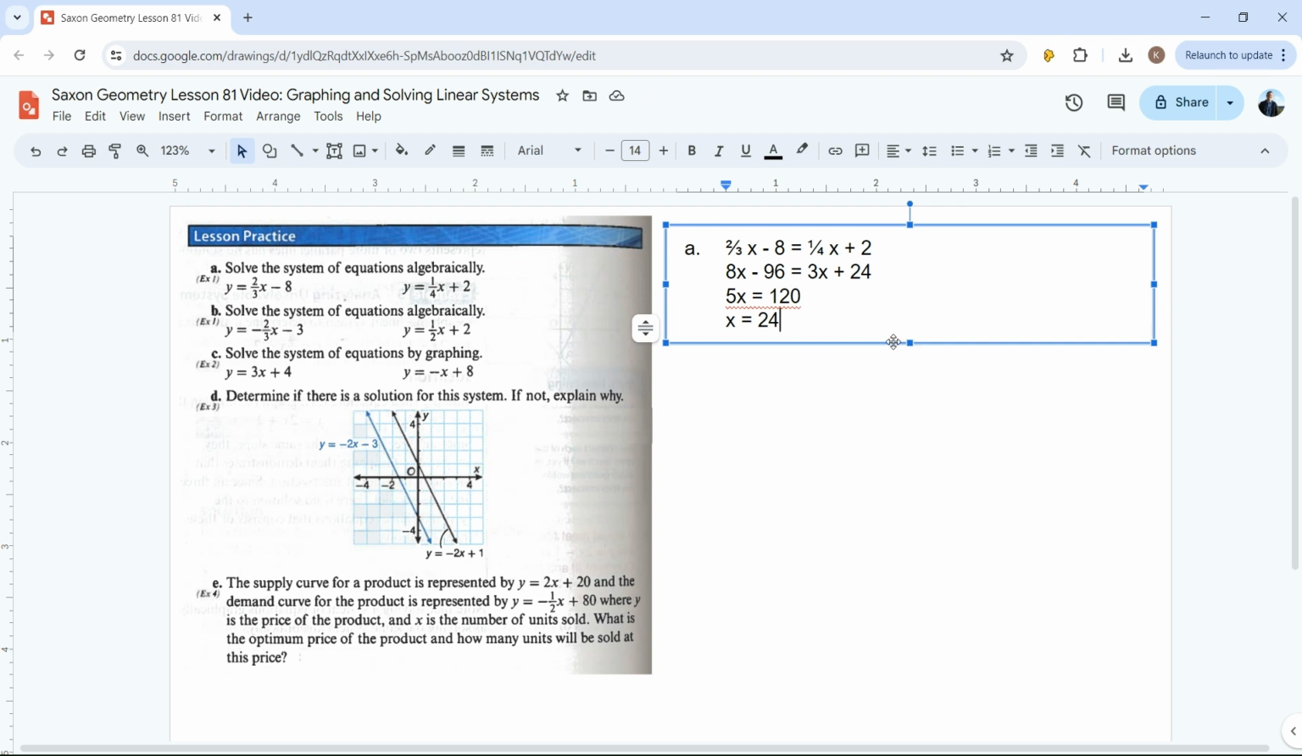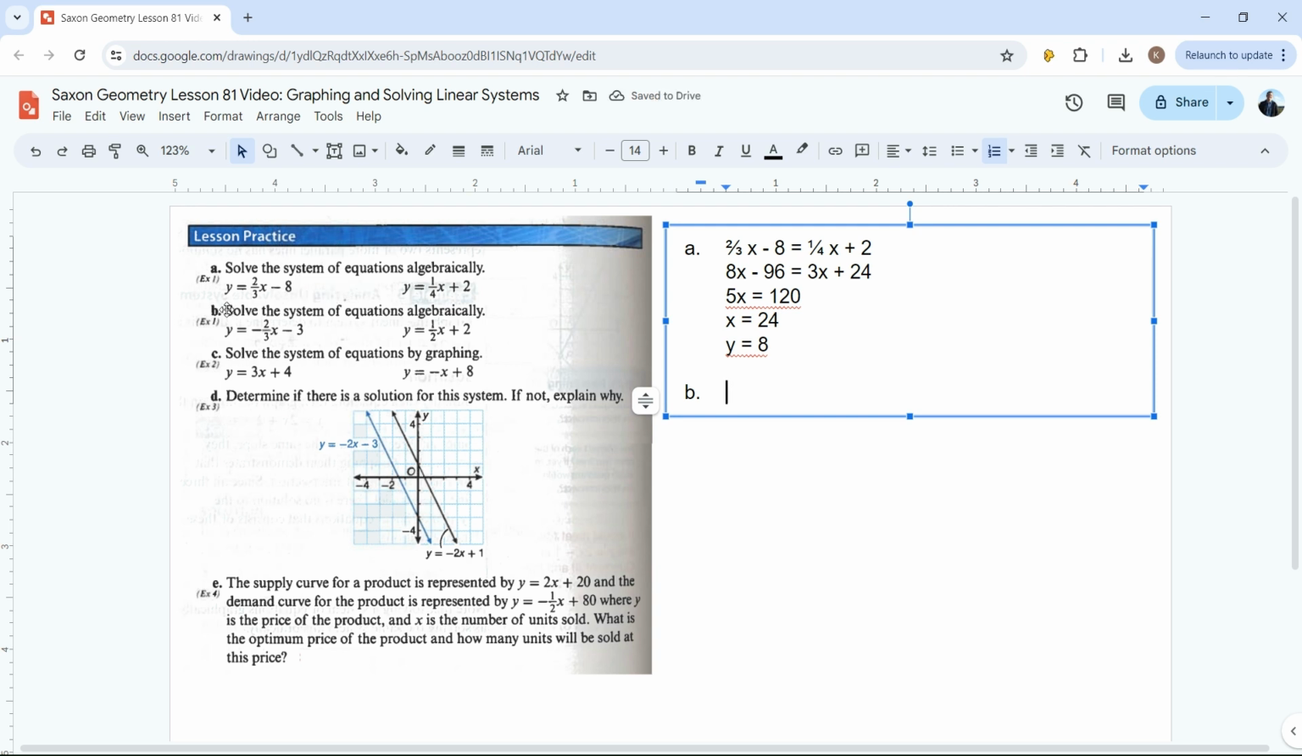I can't just figure out x. So I'm going to plug in x to one of my equations. Looks like the second one's going to be the easiest. So it's going to be 1/4 times x. Well, I know x is 24, so 1/4 times 24 is 6, plus 2 is 8. y equals 8.